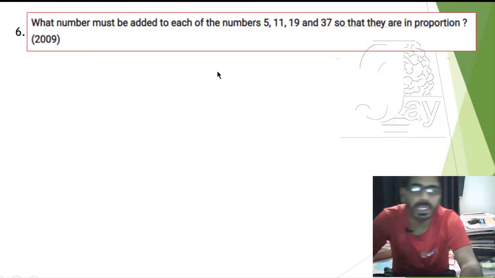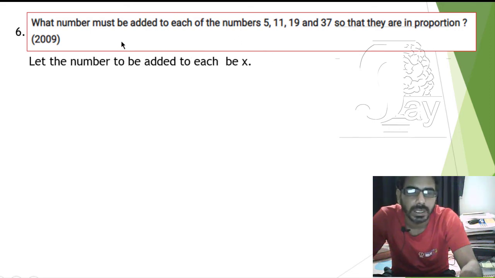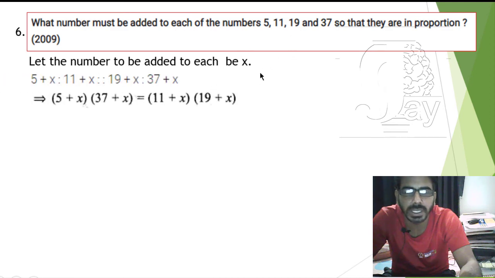Question number 6, we have what number must be added to each of the following numbers so that they are in proportion. Okay, this question came in 2009 in ICSE board. So let the number to be added be x. Now what do we have? The four numbers: 5 plus x, 11 plus x, 19 plus x and 37 plus x. Now when we add x, they are in proportion.